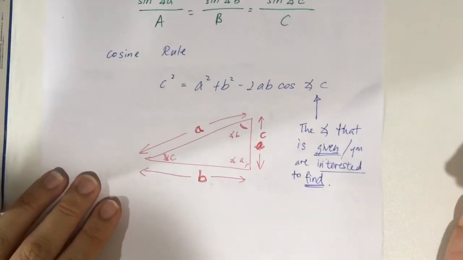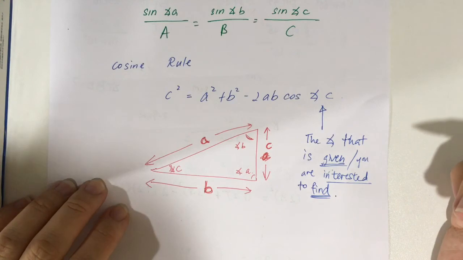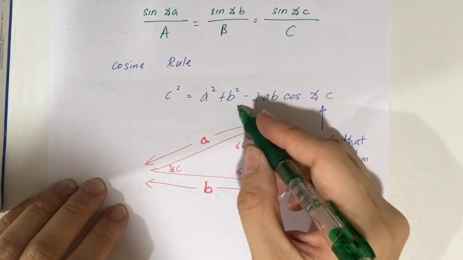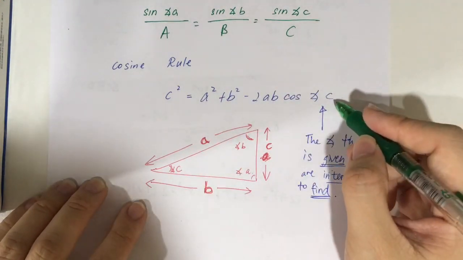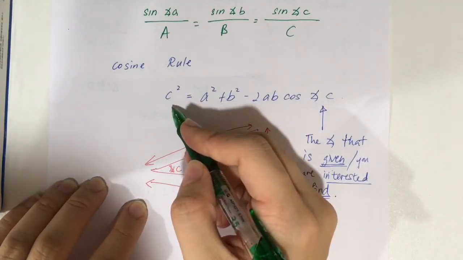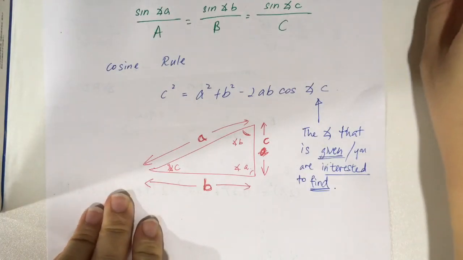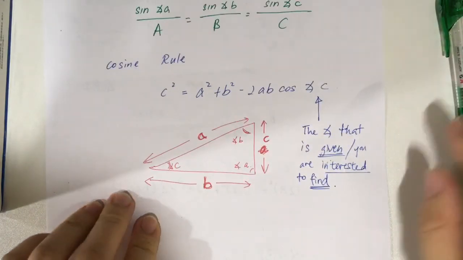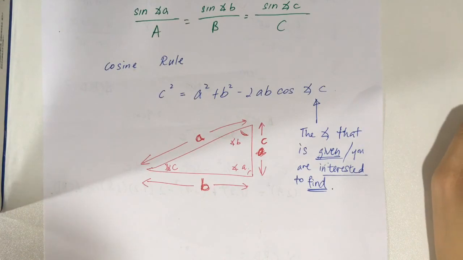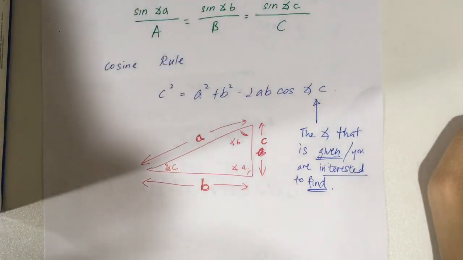So for cosine rule, they will either give you 3 lengths, find angle, or 2 lengths, 1 angle, find the other length. Okay, so that's about all for trigonometry. It's a long lesson, so hope that there's some takeaway, and all the best.